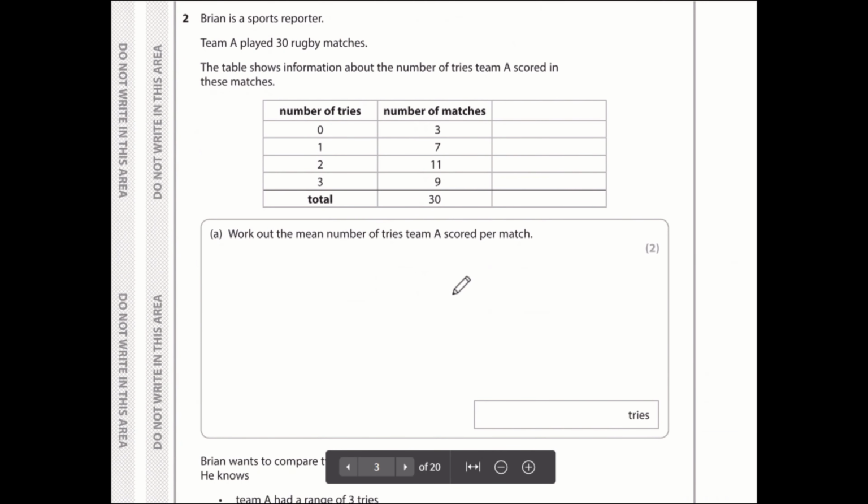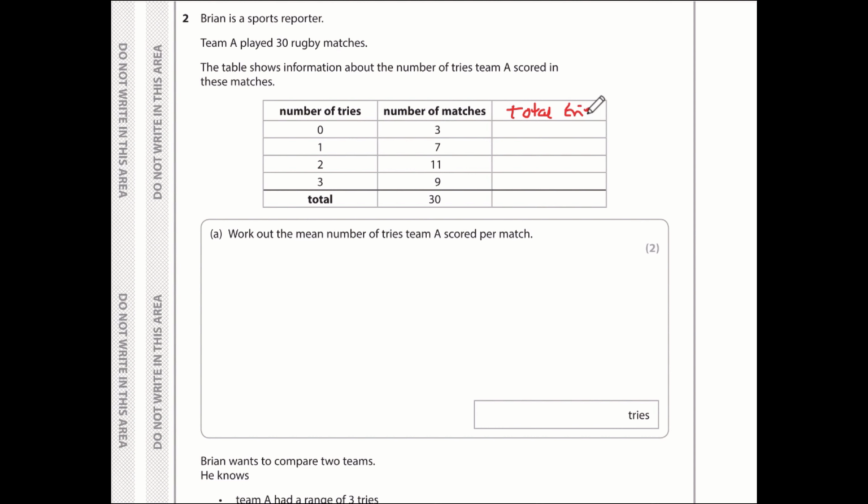Question number 2, we want to work out the mean number of tries. So here we want to just create this column here, total tries. In 3 matches he didn't score any, so that's a total of 0. In 7 matches he scored 1 try, so that's a total of 7 tries. In 11 matches he scored 2 tries, so that is 11 times 2, which is 22 tries. As you can see, we're just multiplying the first and the second column together. I'm just trying to put it into words and explain why we're doing that. In 9 matches he scored 3 tries, so that is a total of 27 tries.